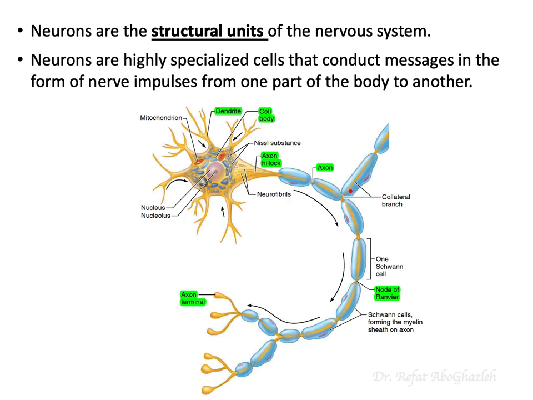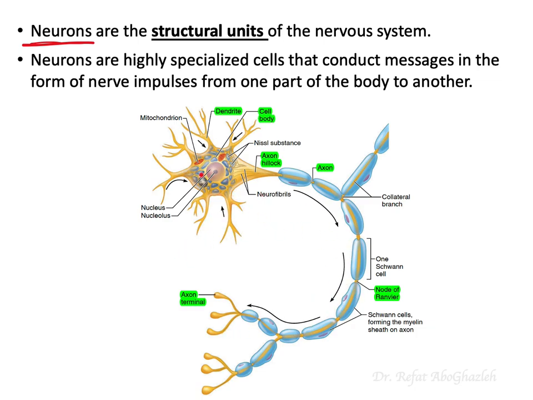Now, for example, when you talk about the kidney, you would say, okay, the structural and functional unit in the kidney is the nephron, right? While in the nervous system, the neuron, or the nerve cell, is the structural unit of the nervous system. It's a highly specialized cell, as you see, to conduct impulses from one region to another.